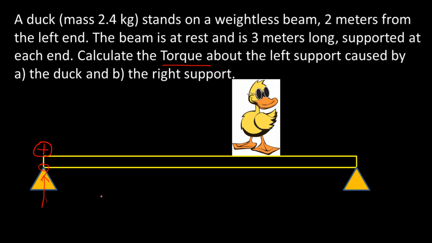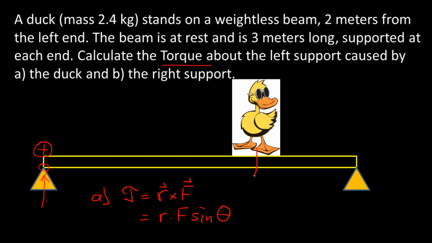Okay. Hey, so A, we want to know the torque about the left support. Now we know that torque is r cross product F. Hey, this has its full value when r, the radius from the rotation, and F are at right angles. So we can look at this as also being r times F times the sine of the angle between those two vectors.